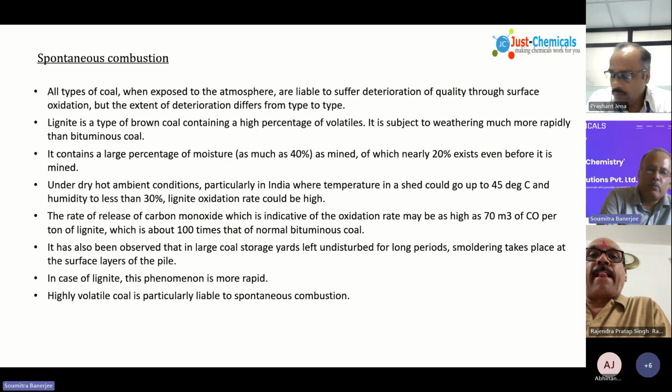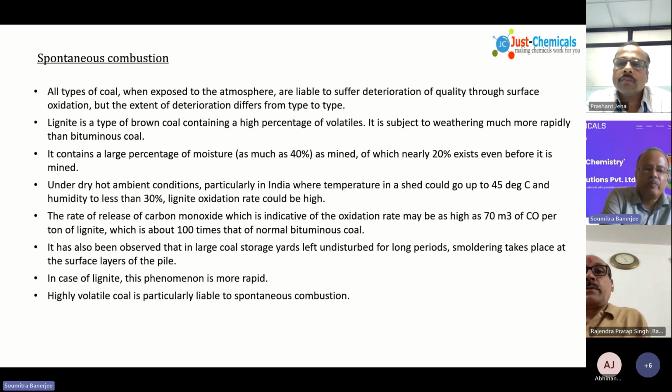It contains a large percentage of moisture, as mined maybe 40%, of which nearly 20% exists even before it is mined. Under dry, hot ambient conditions, particularly in India, where the temperature in a shed can go up to 45 degrees centigrade and humidity drop to less than 30%, lignite will lead to ignition. This lignite will oxidize, and this rate could be quite high. The rate of release of carbon monoxide, which is indicative of oxidation rate, may be as high as 70 meter cube per ton of lignite.